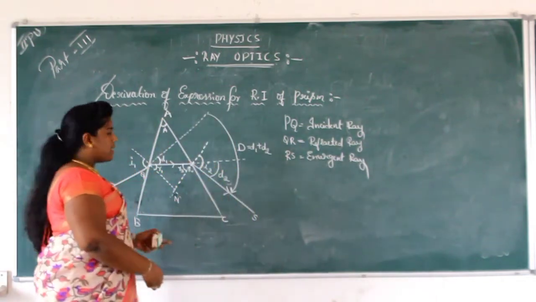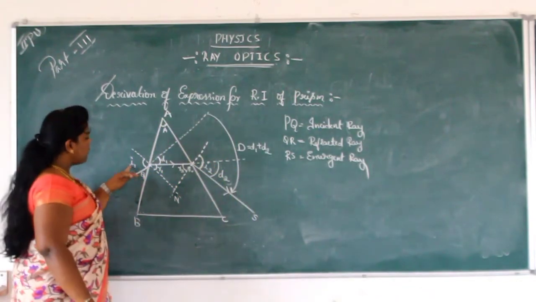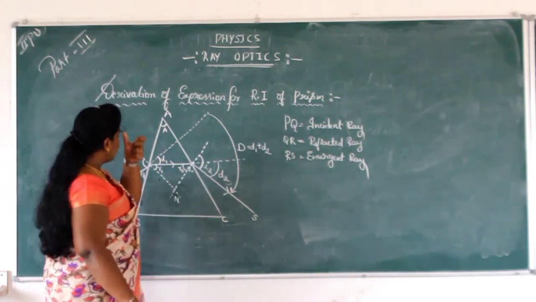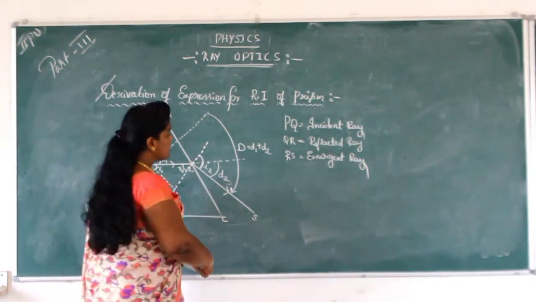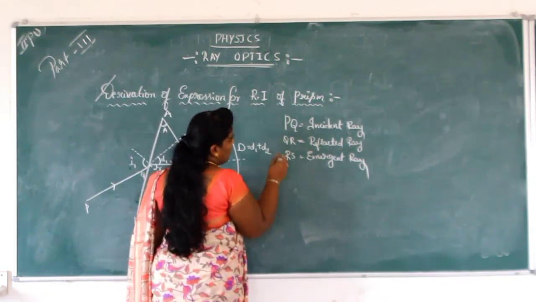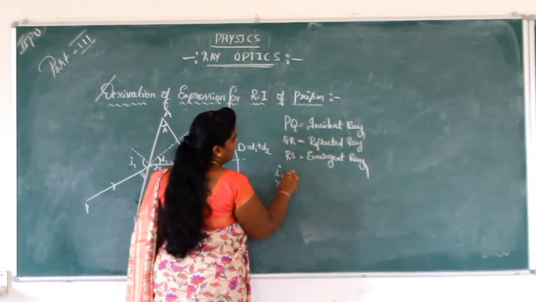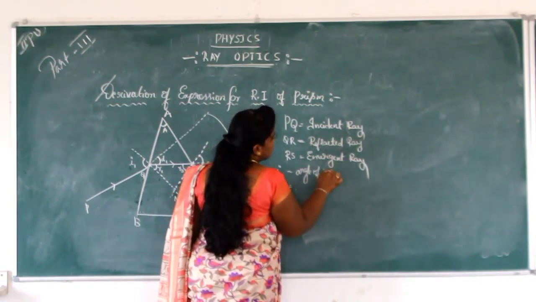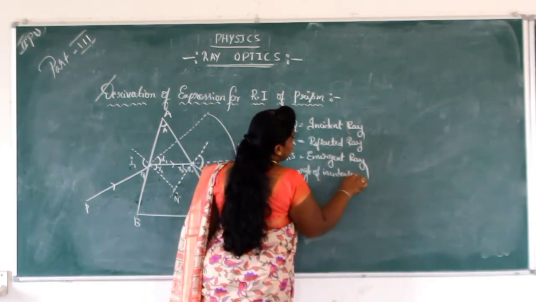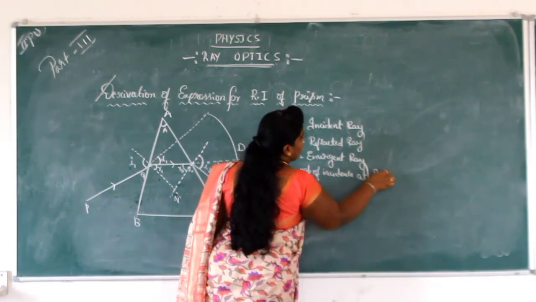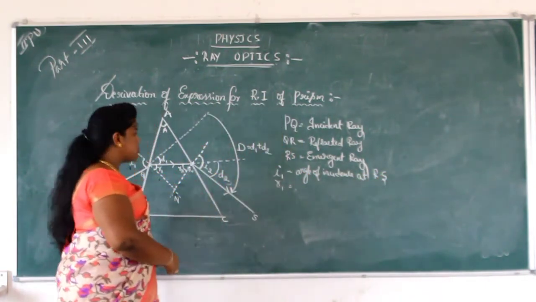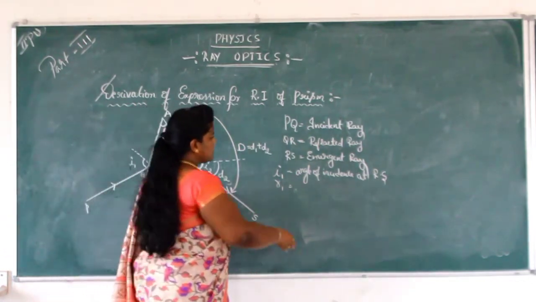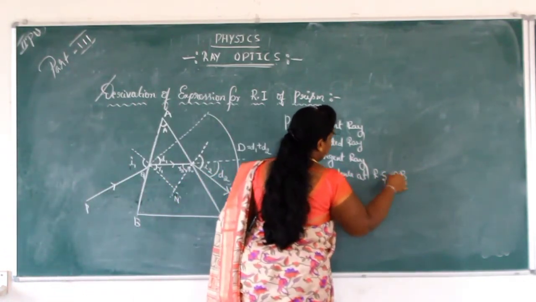Yes. And you can observe that we have some angles I1, R1, D1, R2, I2 and D2. So let us write all those things. I1 and R1: I1 is an angle of incidence at the refracting surface AB. That is simply at the refracting surface AB.